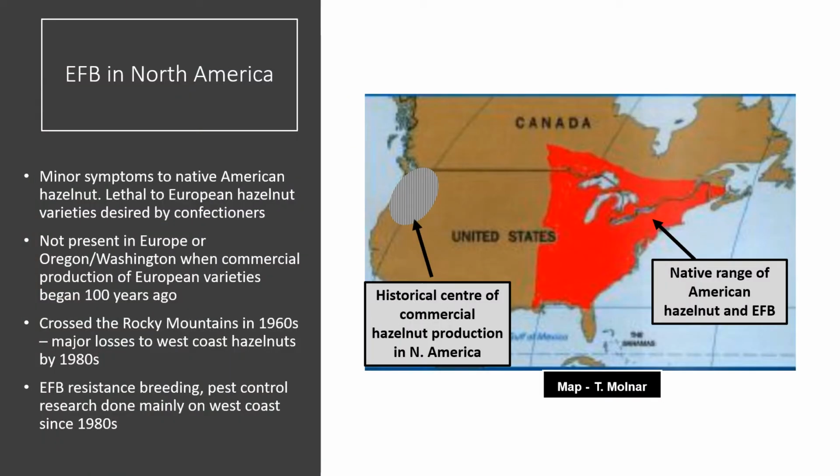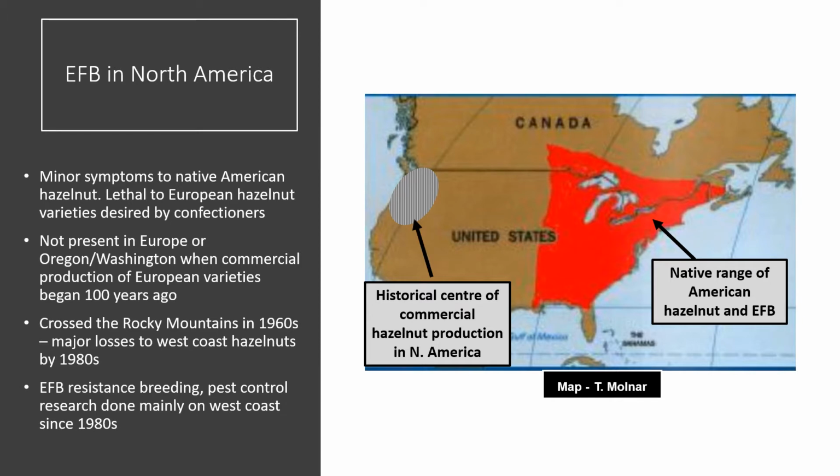Just starting with a little bit of history on the disease in North America. As the name implies, Eastern Filbert Blight is native to the eastern half of North America, where it evolved with the Native American hazelnut species present here. On these native trees, it causes only minor symptoms, but it is lethal to the European hazelnut species, which are more desirable for confectionery purposes.